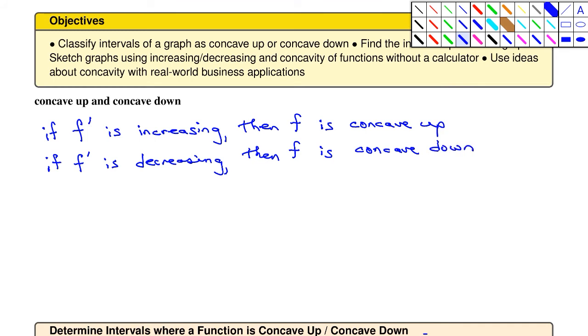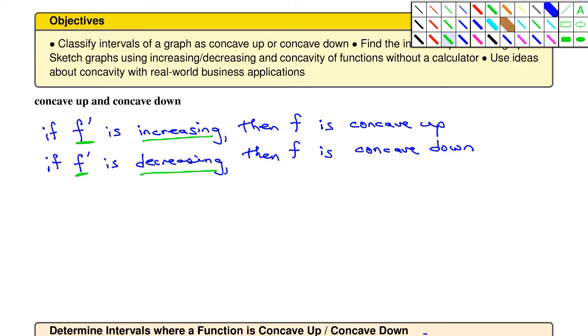Now, make sure you understand the difference between the statement if f is increasing and if f prime is increasing. In the previous section, we used f prime to determine when f was increasing by finding when f prime was positive, or negative for decreasing. But here we're actually looking at the derivative and seeing how the derivative is changing. So in this case, the derivative is increasing or the derivative is decreasing. That's not the function itself. The function f could be increasing or decreasing while f prime is increasing only.